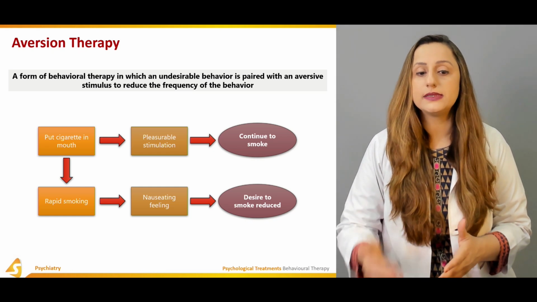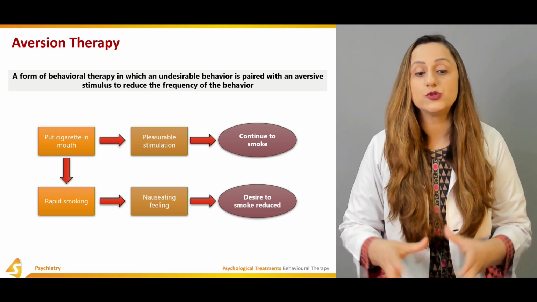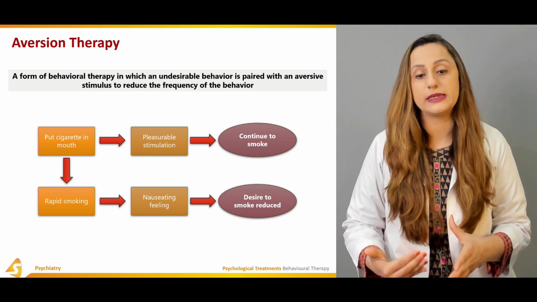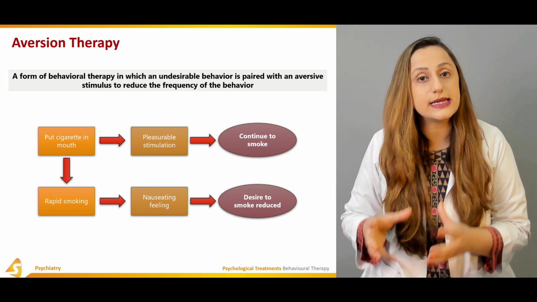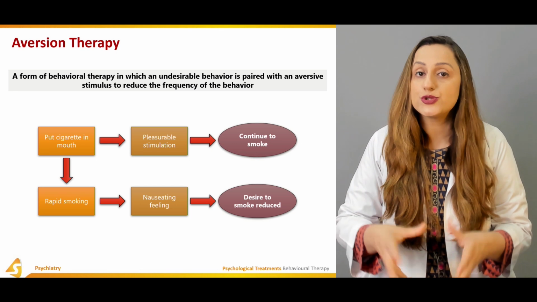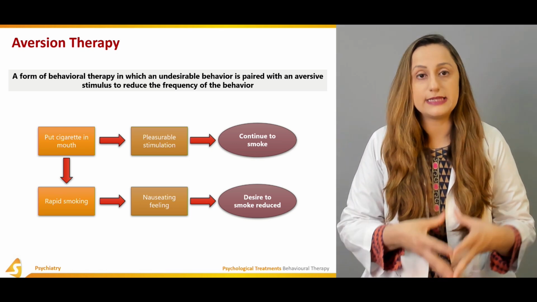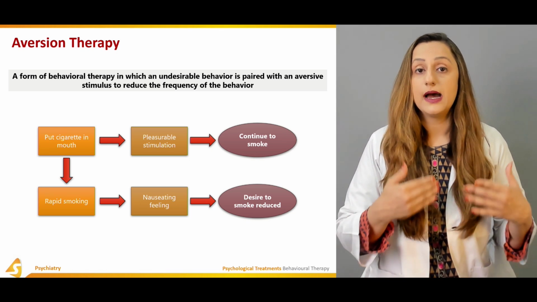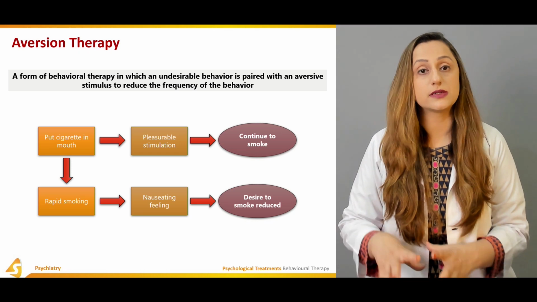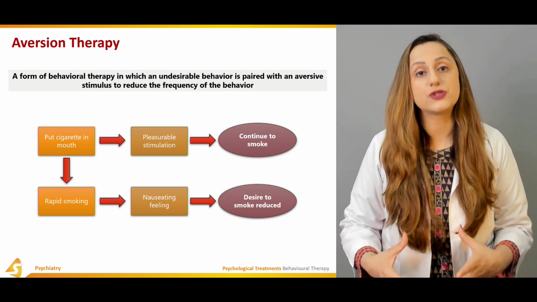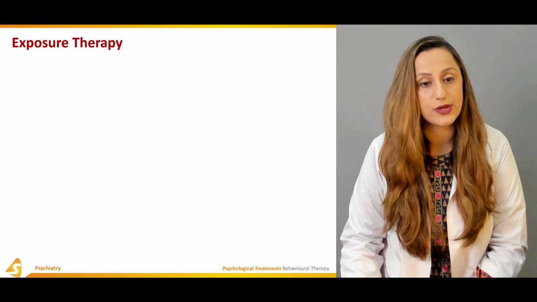When you couple putting a cigarette in the mouth with the rapid smoking phenomenon and create that nauseating feeling, the person is going to stop smoking. This is known as aversion therapy, when you couple a primary stimulus with a certain kind of feeling that is undesirable in the individual we're talking about.